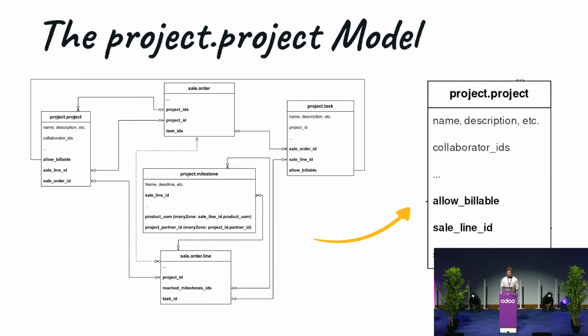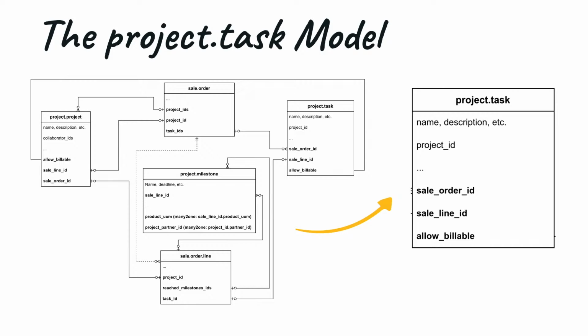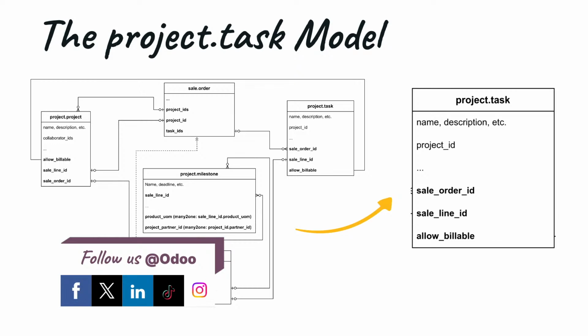So let's start with the project.project model. Again, we had this model already. We've added 3 new fields. We've added a Boolean field for whether this project is billable or not. We've added a sale line ID and a sale order ID field, which point either to the sale order line or the sale order, respectively, that the project relates to. Then we have the project.task model. Again, an already existing model. We've added pretty much the same fields, but this time the allow billable comes from the project.project model. You can see the connection that goes around. And it's added there for convenience.